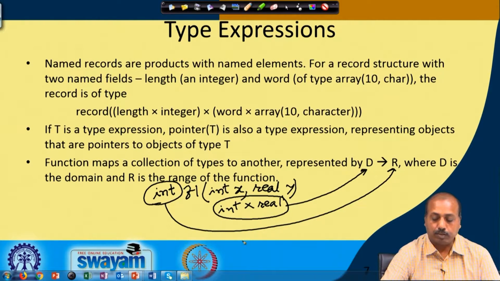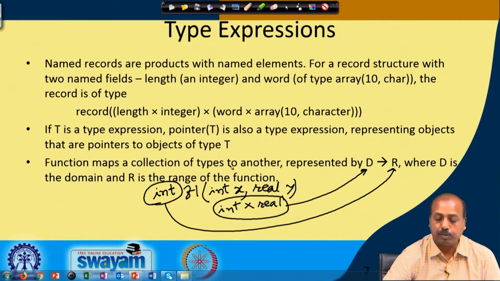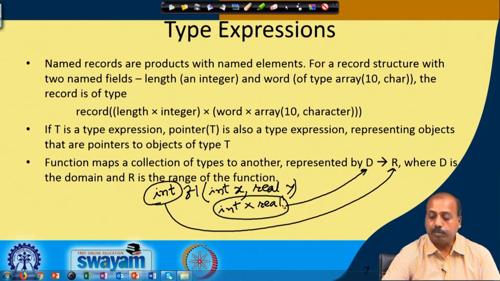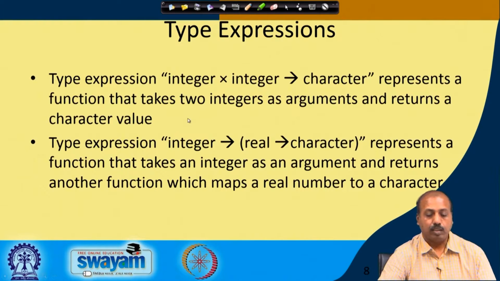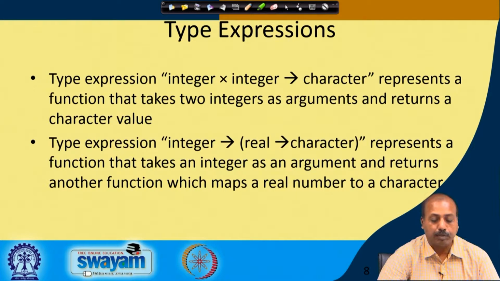So, this function f1 will map a collection of types to another and is represented by D to R. Next we will see how this integer cross integer to character is an example of a function.